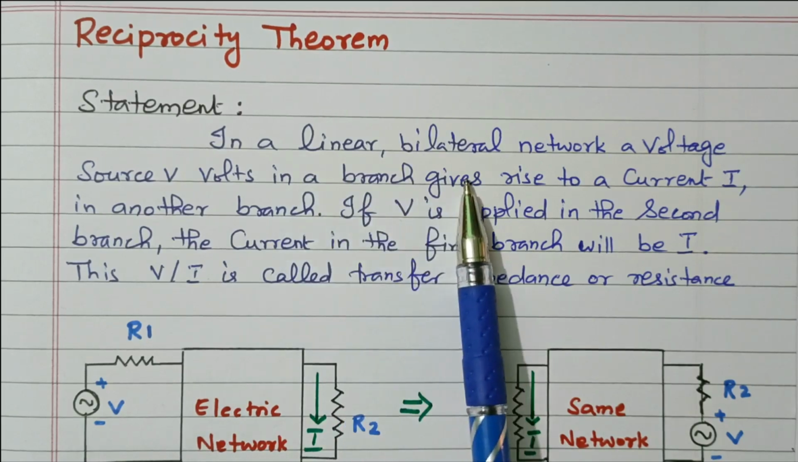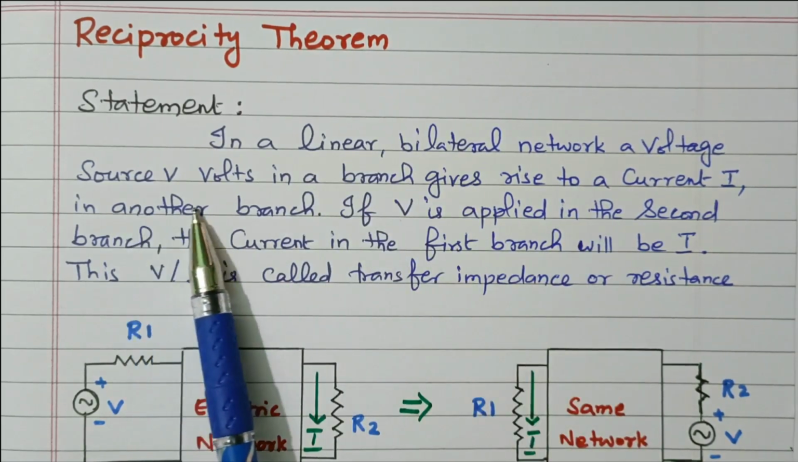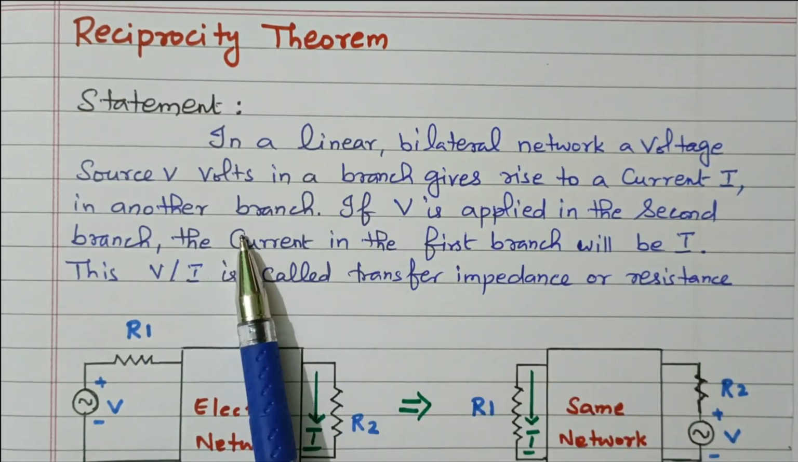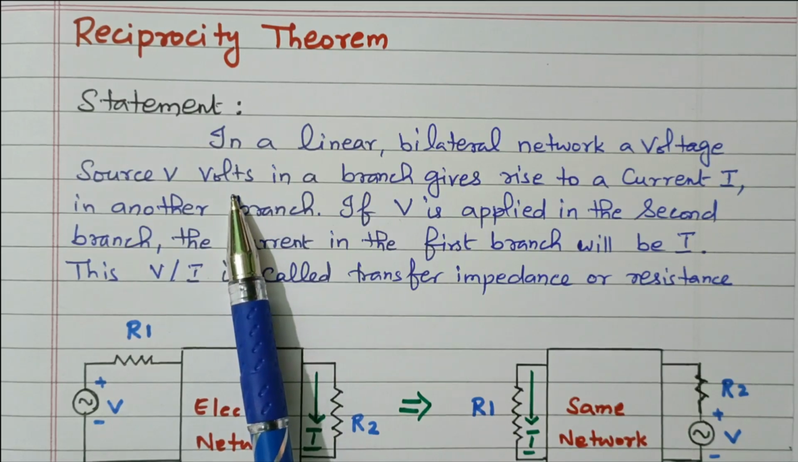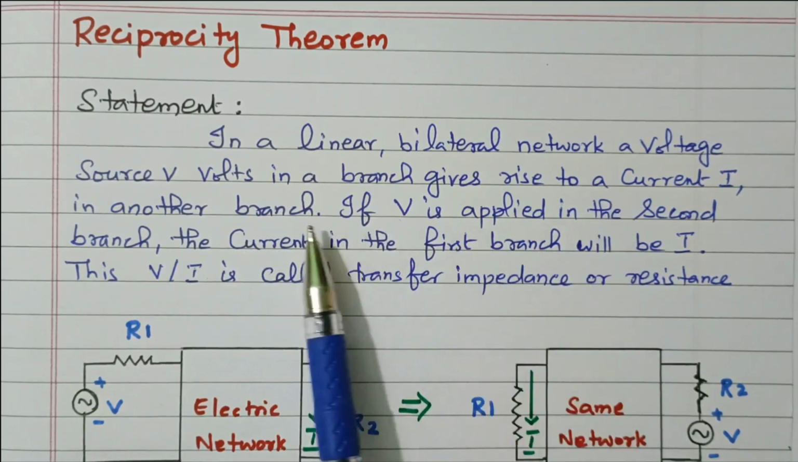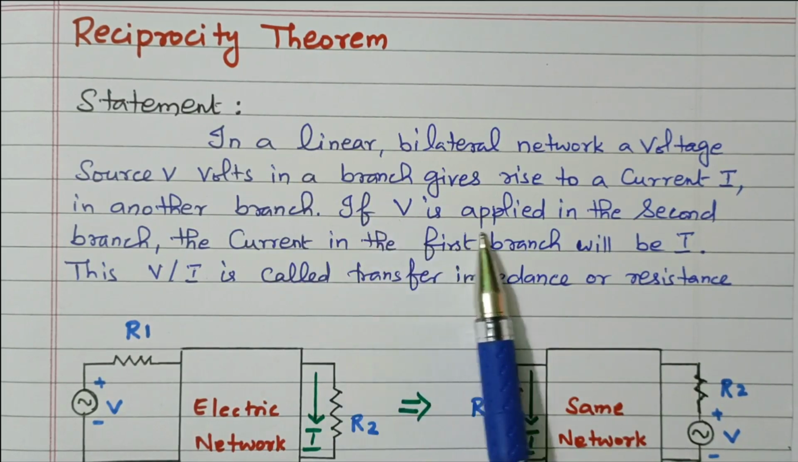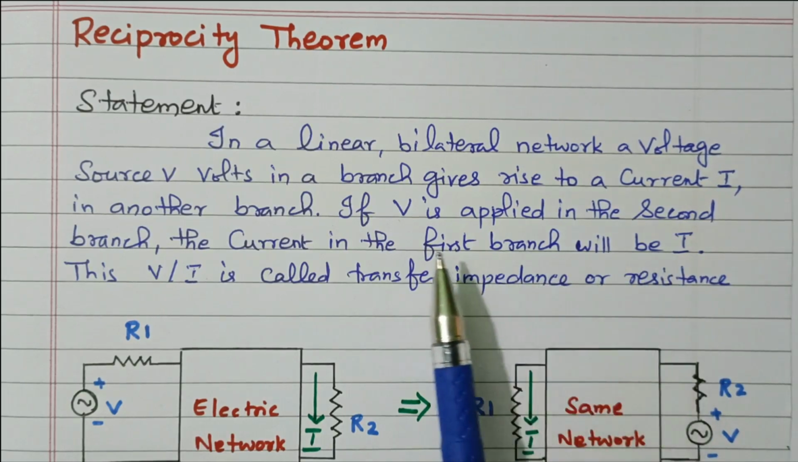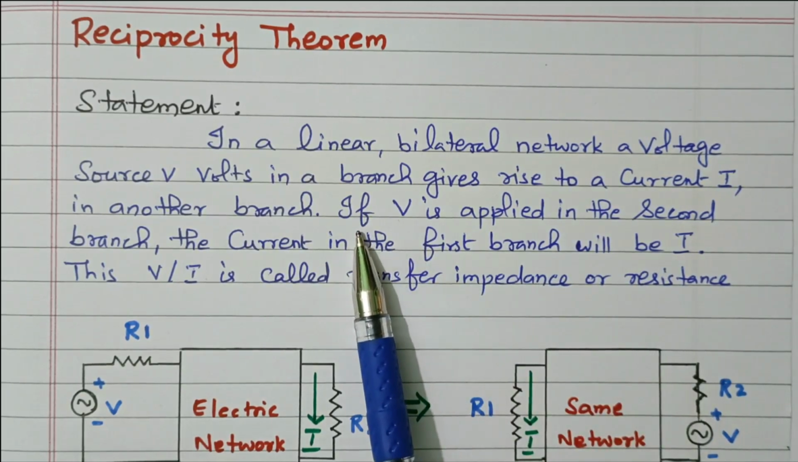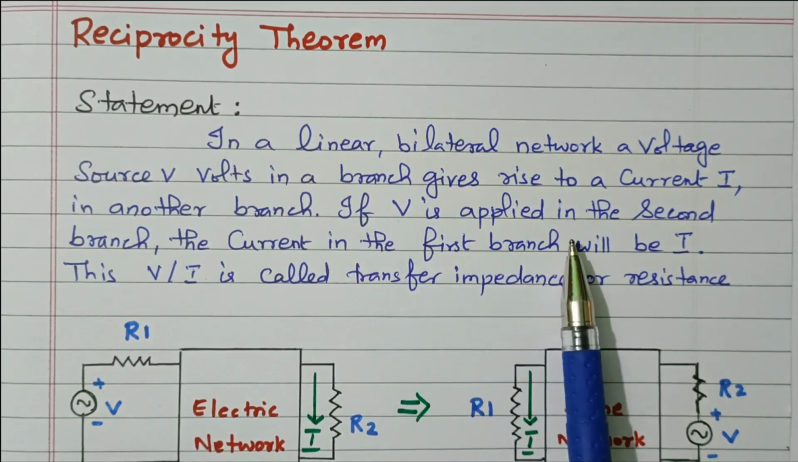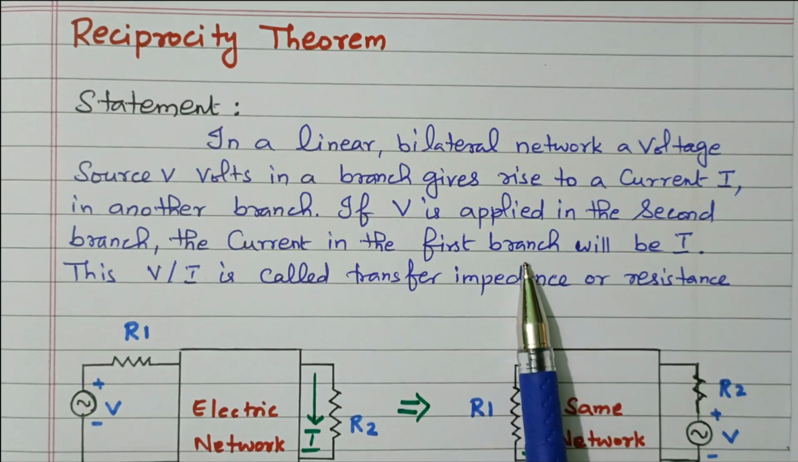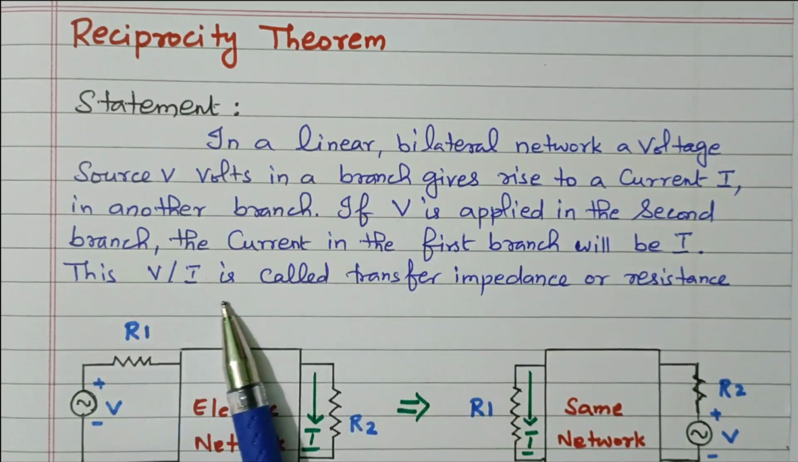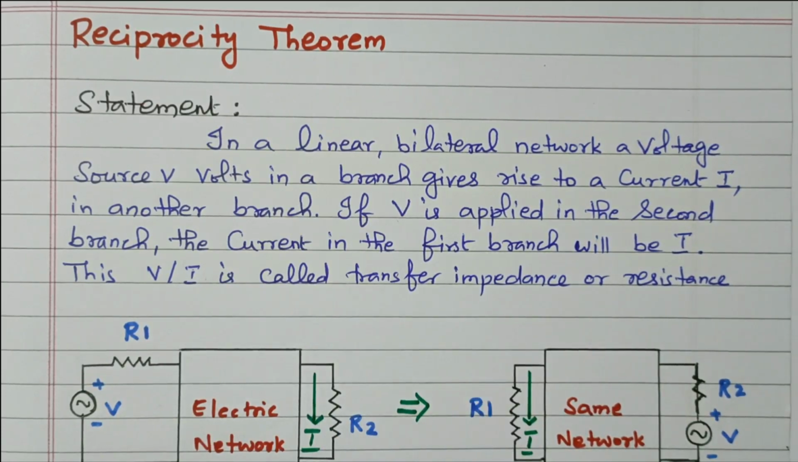In a linear bilateral network, a voltage source V in a branch gives rise to a current in another branch. The voltage source available in one branch will give rise to a current in another branch. If V is applied in the second branch, the current in the first branch will be I. Suppose we interchange the voltage source from the first branch to another branch, the current in the other branch will be reflected in the first branch. That is the statement given by the reciprocity theorem. This V by I is called a transfer impedance or resistance.